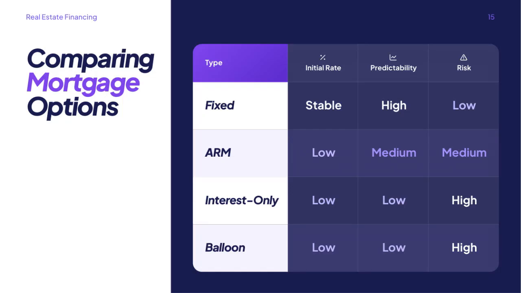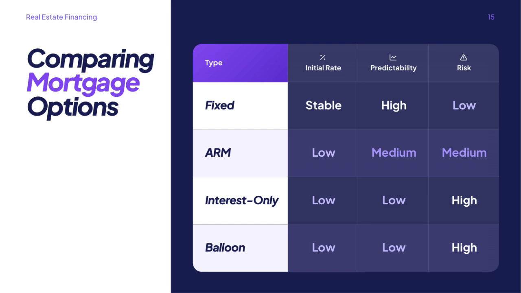Here, we're comparing different mortgage options to help you understand their key characteristics. Let's start with fixed-rate mortgages. These have a stable initial interest rate, which means your monthly payments stay consistent over time, providing high predictability and relatively low risk. Next, adjustable rate mortgages, or ARMs, come with a low initial rate, but the rate can change over time, so predictability is medium with a moderate level of risk.